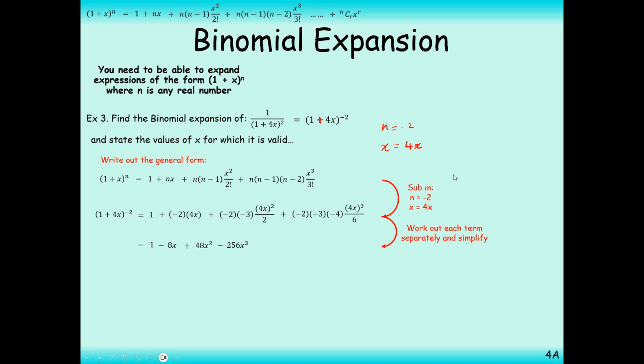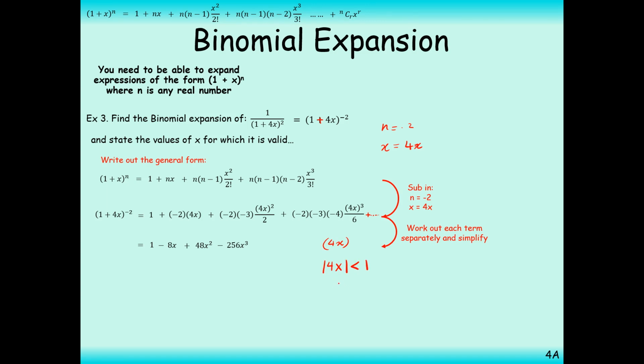Now, to consider for what values of x it will be valid, we said this is going to be an infinite series, really. We're not writing every term, are we? So what's raised to the power of 3 here will be raised to a larger power. So it has to converge when the absolute value of 4x is less than 1.